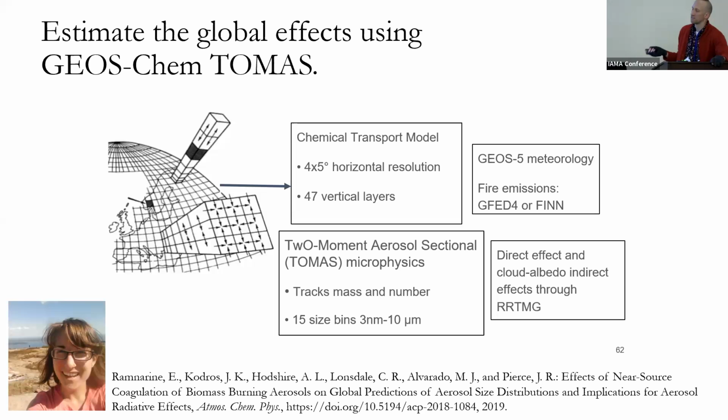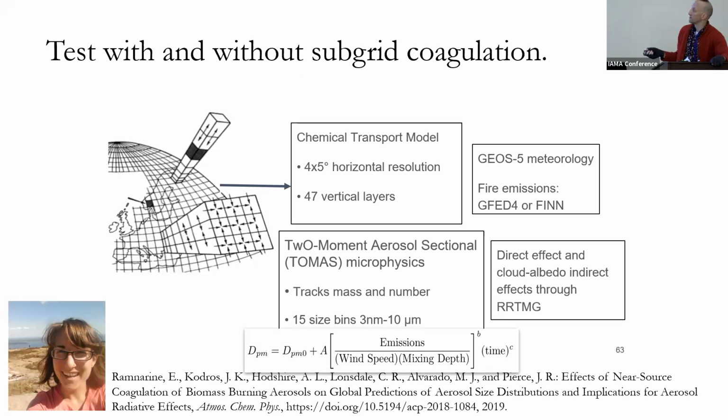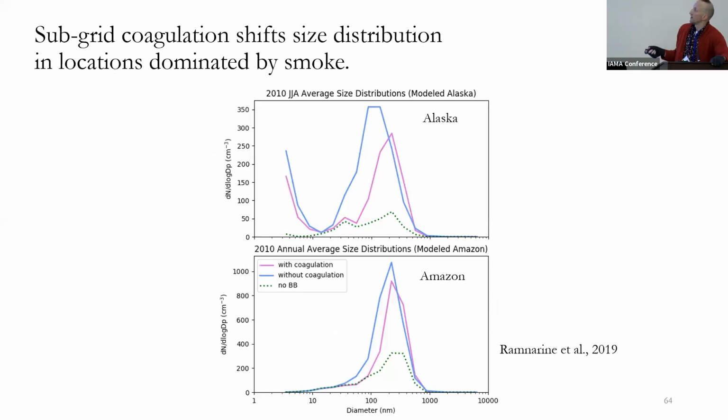So what Emily did is she put this into the GEOS-Chem TOMAS model, just similar to what Nicole did. She ran the model with and without this emissions pre-processing for the subgrid coagulation. And we could see huge changes in certain parts of the atmosphere. This is for Alaska during the biomass burning season. If we turn smoke off, this is the size distribution in green.